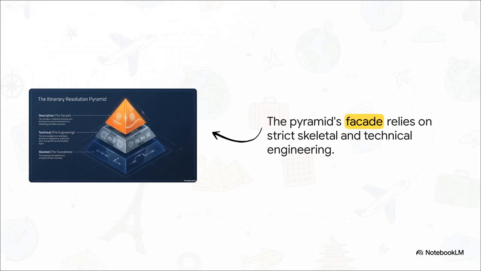And when you look at how this all stacks up, it's pretty clear that the beautiful marketing facade on top relies entirely on the precise engineering of the technical and skeletal layers down below. I mean, if the skeletal foundation is flawed, say the driving distances are just physically way too long, absolutely no amount of fancy descriptive marketing at the top is going to save that trip from being a total disaster.